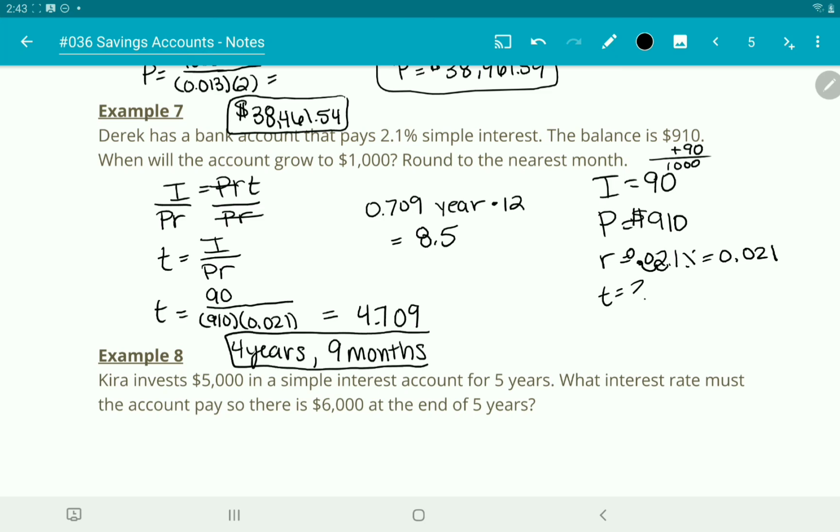So again, the whole number, whenever you solve for time, is going to be the number of years, and then you're going to take whatever's past the decimal point, and multiply it by 12 in order to see about how many extra months.